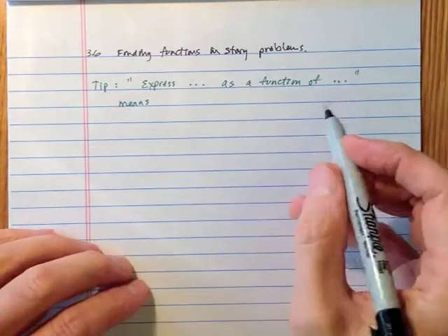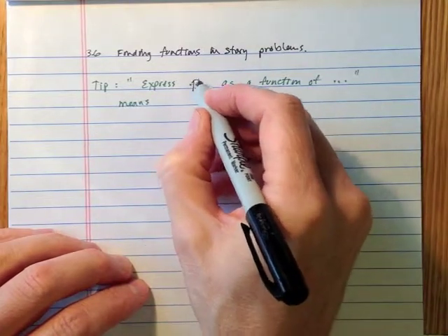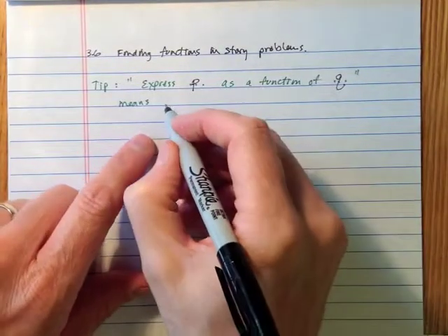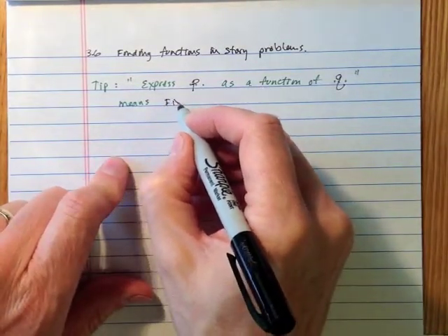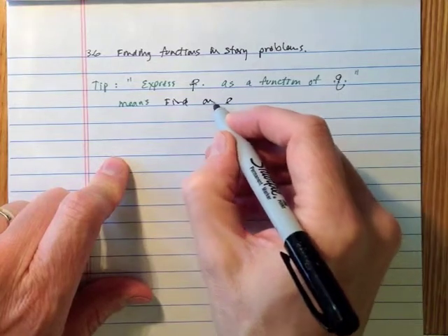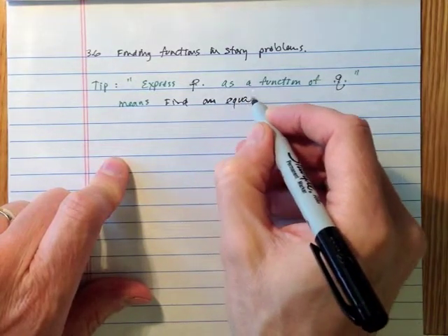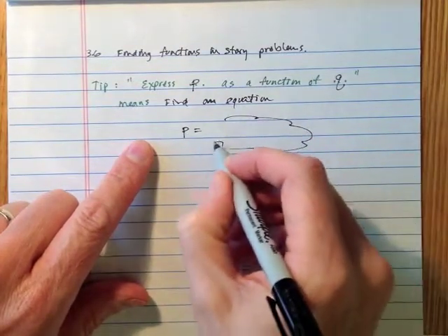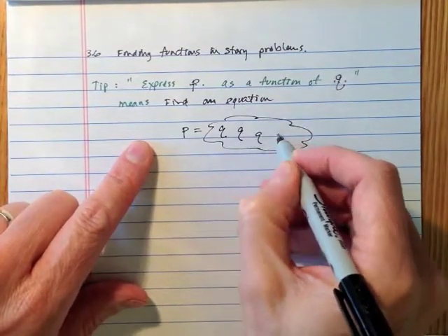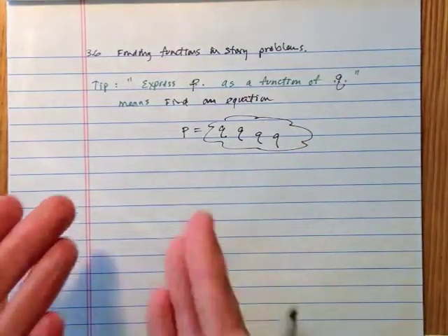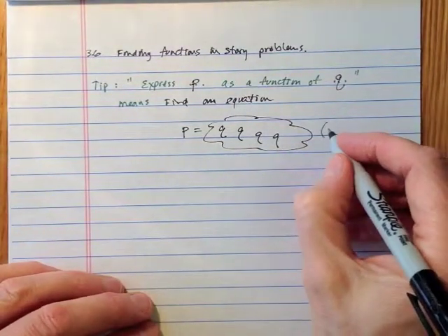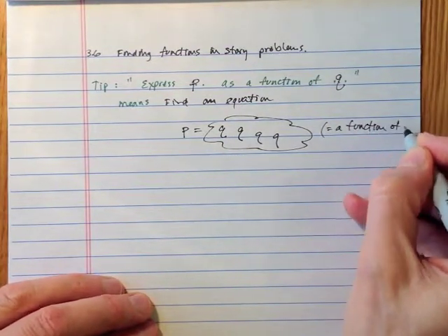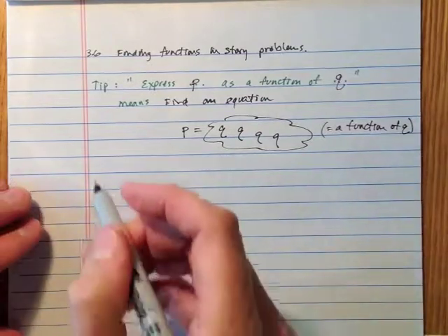What does that mean? Suppose they said express P as a function of Q. What that means is you're supposed to find an equation that looks like this: P equals something that depends on Q, some formula that depends only on Q, some function of Q. So let me do an example.